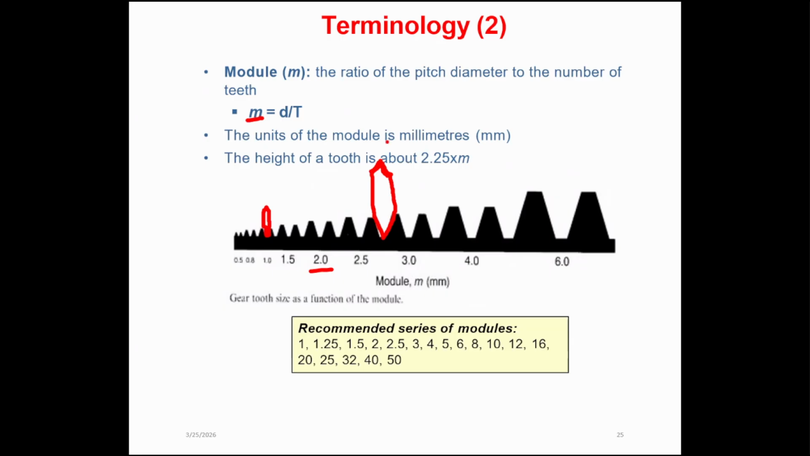Right. Then the unit of the module is millimeters, because the number of teeth doesn't have units, right? Then the height of the tooth is about 2.25 times the module. So that is a common practice, not a standard value, right? It depends. Okay. Any question up to now?